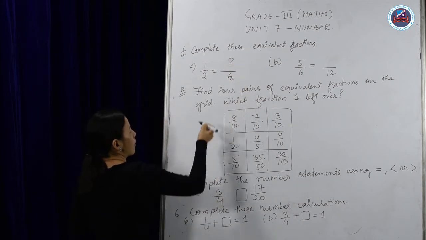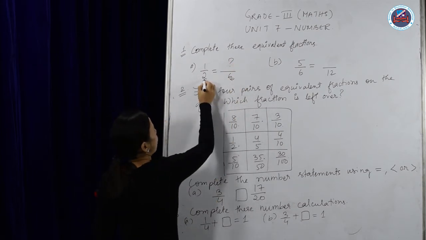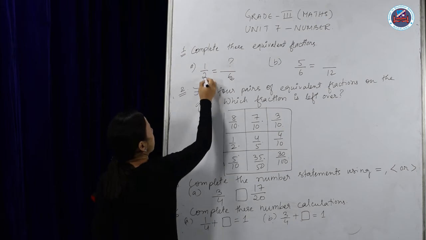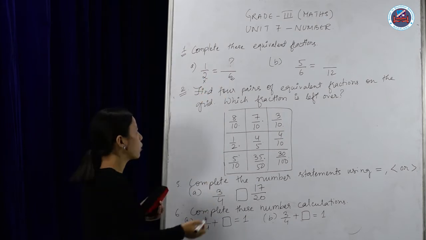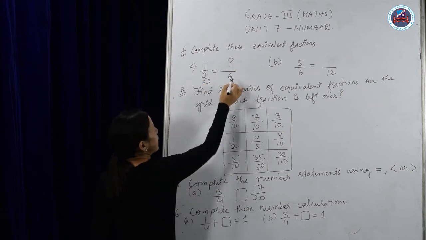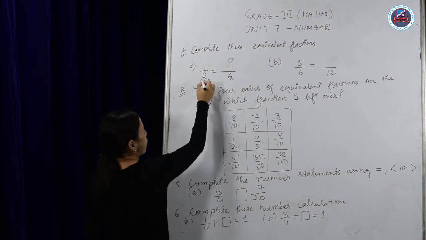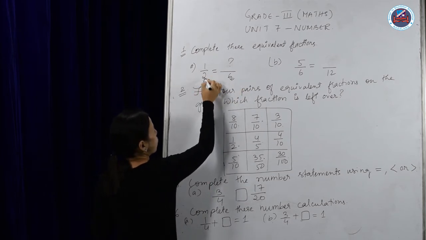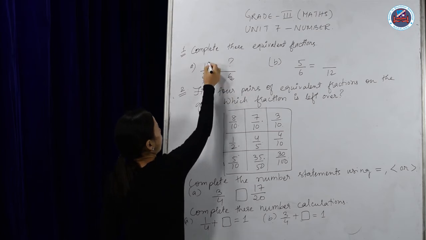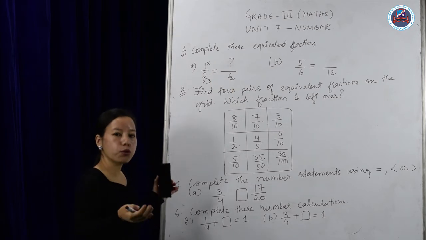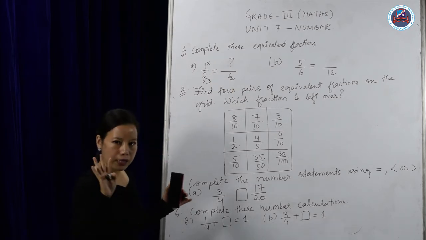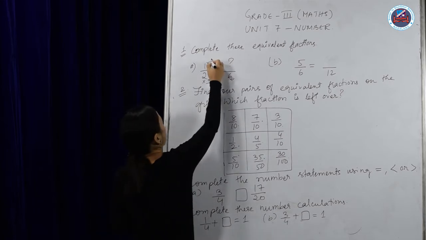So how do we find the equivalent fractions? When we look at this bottom number here, the number is 2. If we read the table of 2, we know that 2 times 3 is 6, right? So that means we're multiplying by 3. To find the equivalent fraction, we multiply both top and bottom number by the same number. So we'll multiply with this 3.